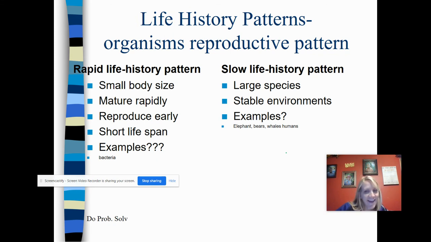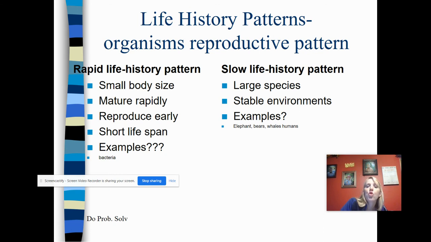Anyways, you can't get rid of them because they keep laying eggs in your drain or whatever. So you have to set fruit fly traps and stuff. The reason is that by the time you kill them, they've already laid their eggs. They don't live very long. They have a very rapid life history pattern. Bacteria is an example of that as well.